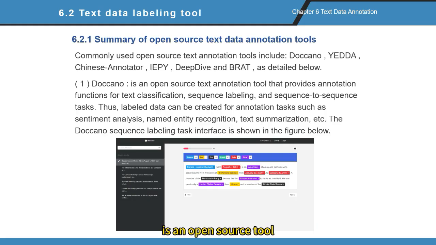Decano, for instance, is an open-source tool offering annotation functions for text classification, sequence labeling, and sequence-to-sequence tasks. It can create labeled data for tasks like sentiment analysis, named entity recognition, and text summarization.